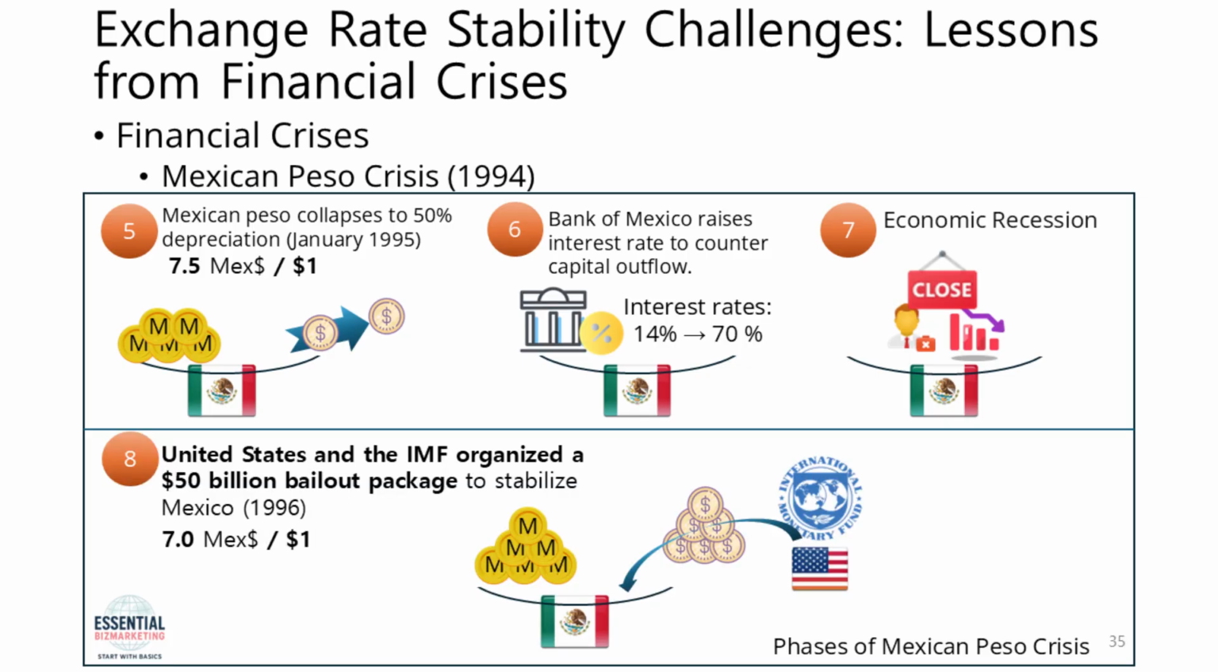Global institutions stepped in to prevent broader collapse. In 1996, the US and IMF coordinated a $50 billion bailout to stabilize Mexico's economy. This emergency funding helped restore some exchange rate stability at 7.0 pesos per dollar.